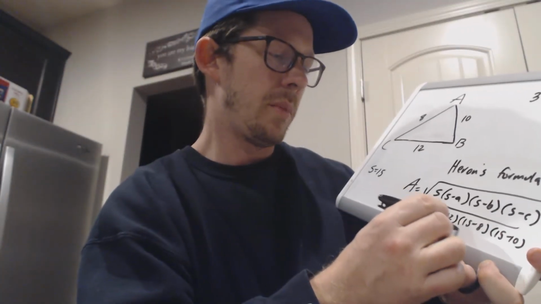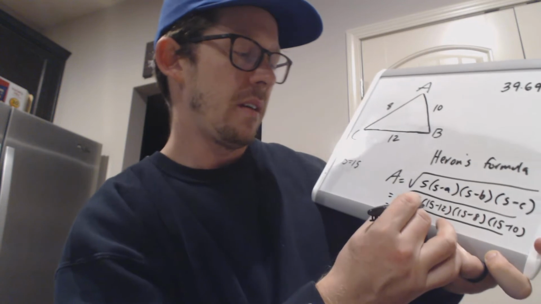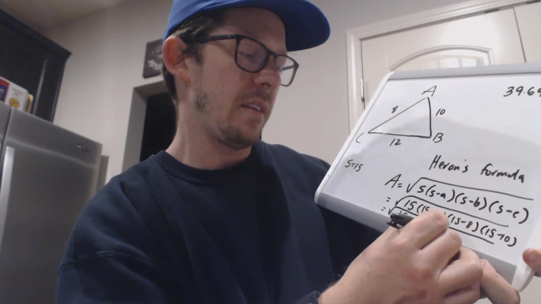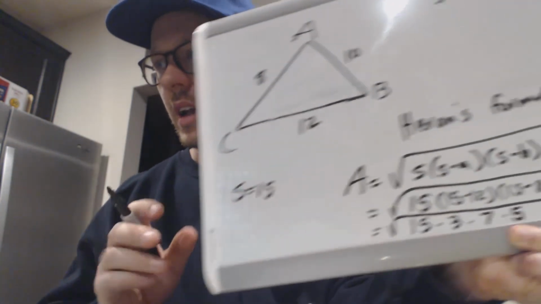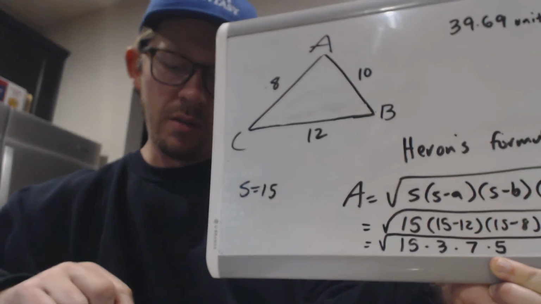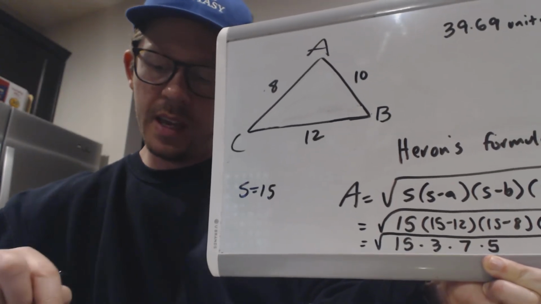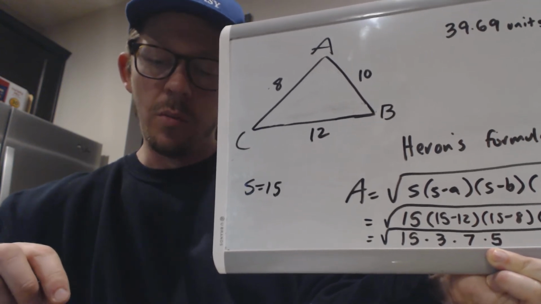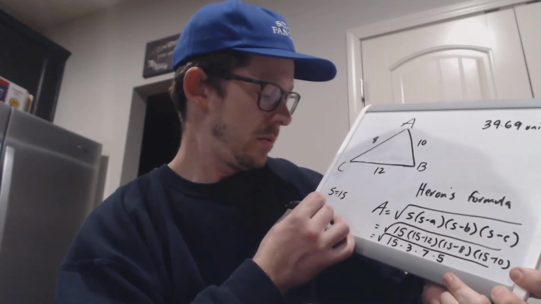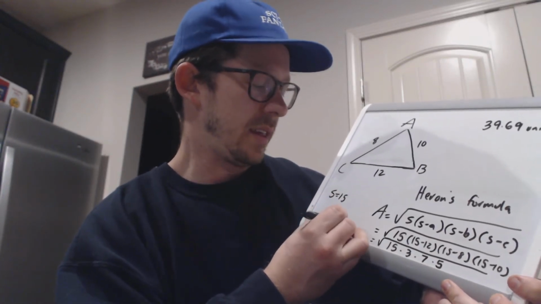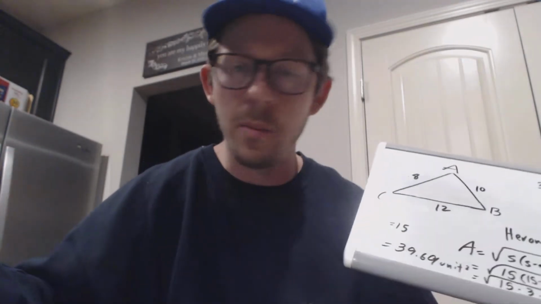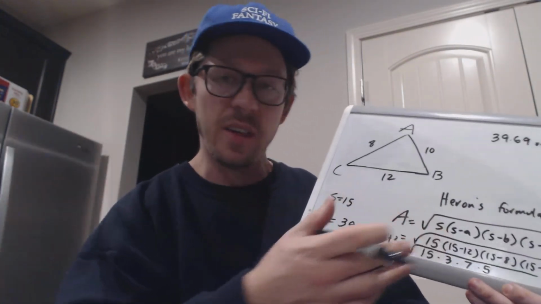Basically you've got 15 times 15 minus 12, which is 3. 15 minus 8 would be 7. That would be 5. So if I took the square root of 15 times 3 times 7 times 5, lo and behold, I get 39.69 units squared again. That's Heron's formula. That's if you don't have any angles and you don't want to mess with any angles. If you have all three sides, use Heron's formula.